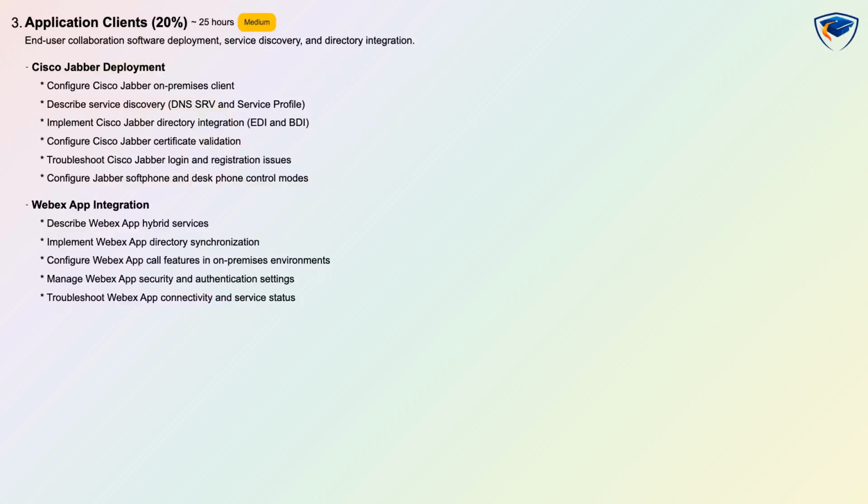Next is the Application Clients domain. This domain focuses on end-user collaboration software deployment, service discovery, and directory integration. You'll learn how to configure Cisco Jabber on-premises client, describe service discovery, implement directory integration, and troubleshoot login and registration issues. You'll also learn how to configure WebEx app hybrid services, implement directory synchronization, and manage security and authentication settings.